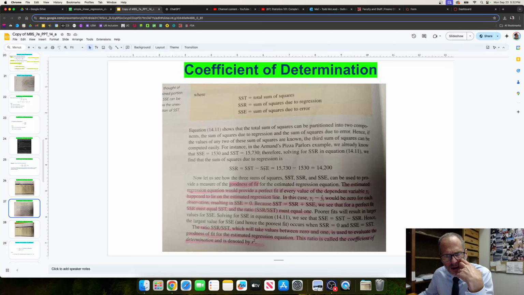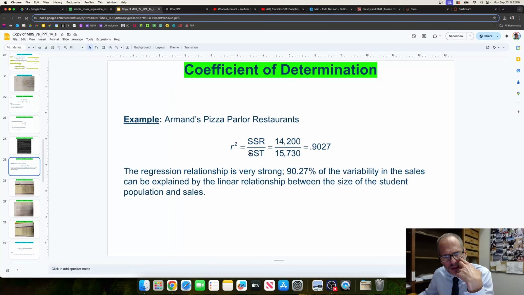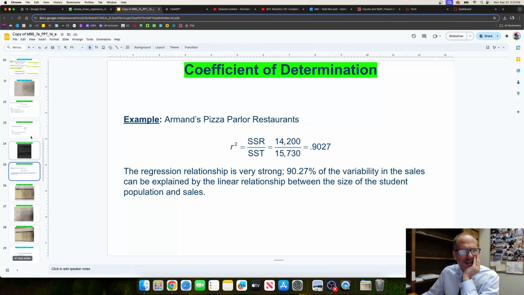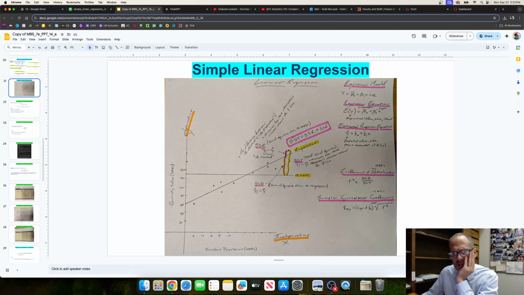And so when we have our SSE and our SST, we could get our SSR, which is 14,200. And with 14,200 over 15,730, we get 90.27%. And then that's our coefficient of determination. And that scale goes from 0 to 1. With a sample correlation coefficient, we just take the square root of our coefficient of determination and we get our correlation coefficient. And that goes from -1 to 1. And we put the sign of the slope in front of that.